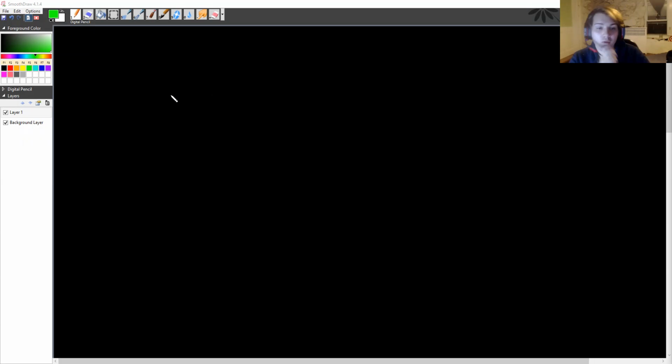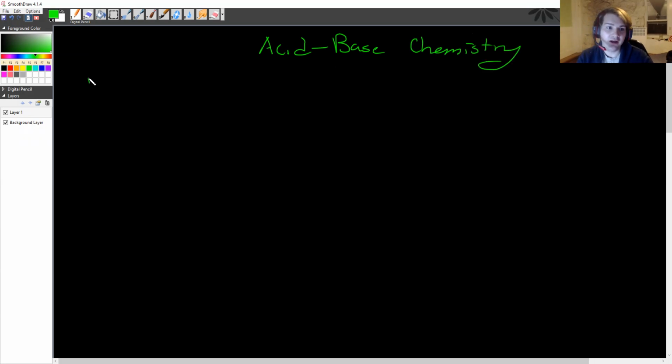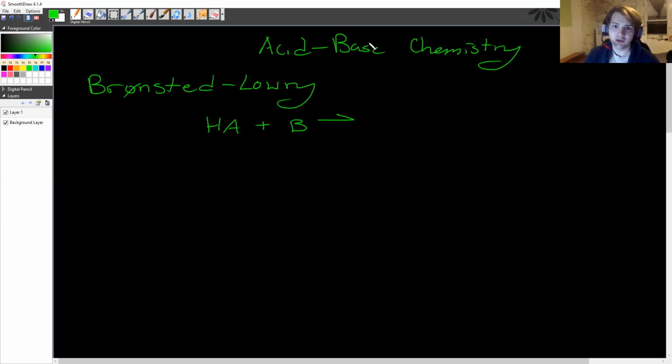Cool. So what's important to know about acid-base chemistry is that we always go back to this definition about Bronsted-Lowry, all right? So we're talking about this Bronsted-Lowry definition of acids and bases, which, if you remember, is this setup of HA plus B goes to A minus plus HB plus.